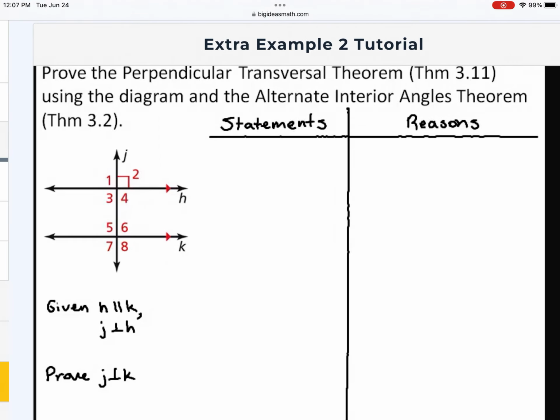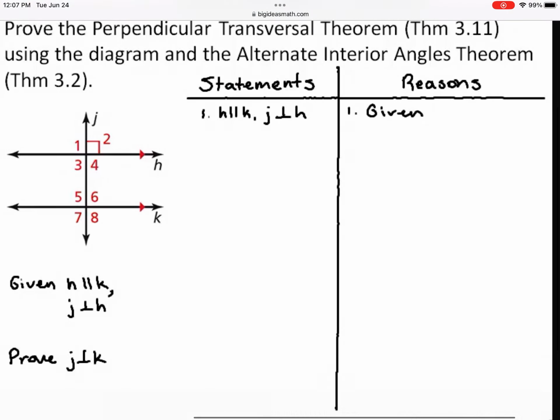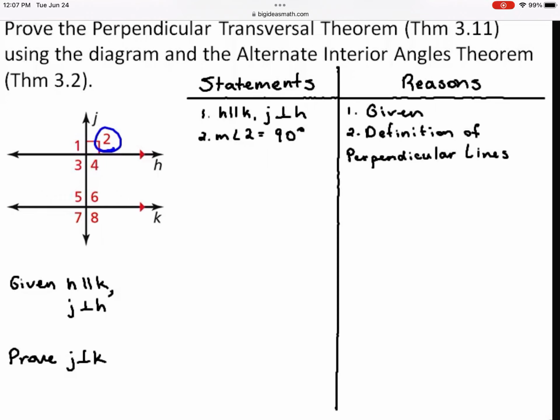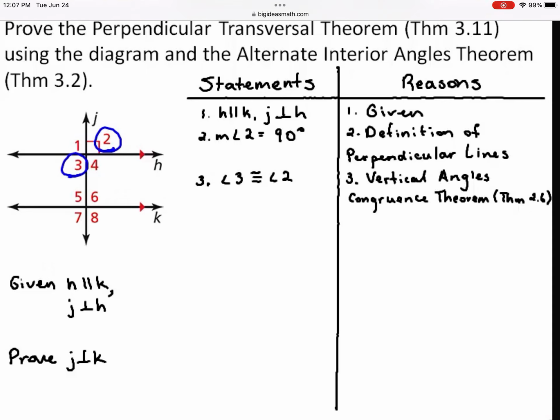Begin with the statements and reasons table. Line H is parallel to line K, and line J is perpendicular to line H because this is given information. Then notice that the measure of angle 2 equals 90 degrees. Because this is the definition of perpendicular lines, and you know that line J is perpendicular to line H. Then angle 3 is congruent to angle 2 because of the vertical angles congruence theorem. Angle 2 and angle 3 are vertical angles because their sides form two pairs of opposite rays.